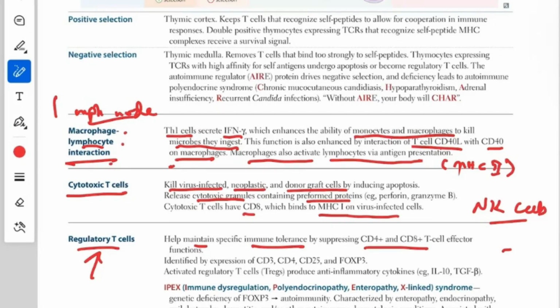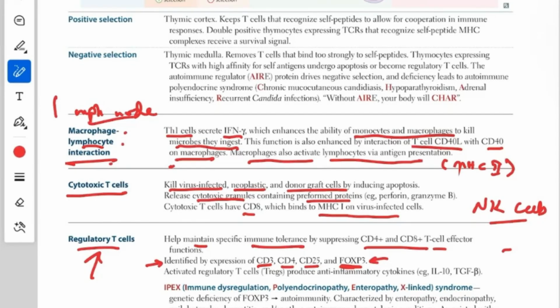All right, they will suppress the CD4 and CD8 T cells so that they don't go and attack, because if they do, that will lead to chronic autoimmune disorders that will be debilitating and can lead to organ damage and eventually death. Okay, so what's the identifying marker of regulatory T cells? They have CD3, CD4, CD25, and FOXP3. So this is very important. FOXP3, we'll come to look at it in detail shortly.